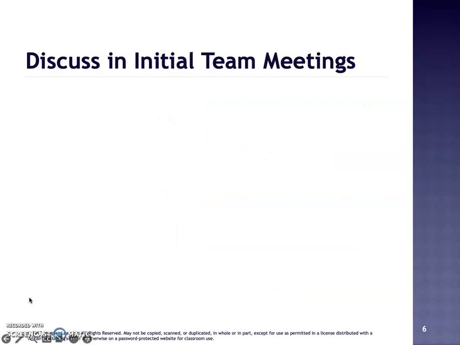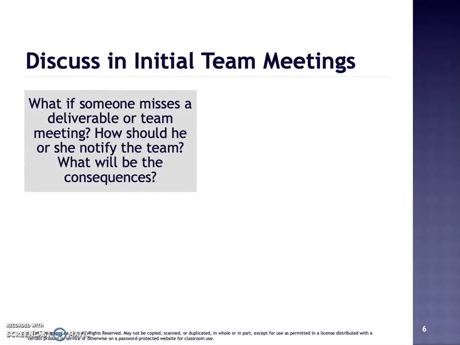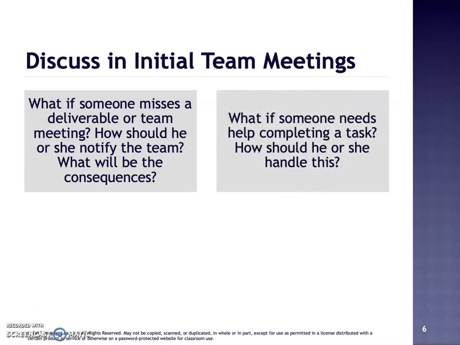So one thing I want you to do when you meet with your teams this week, there's a couple things I want you to discuss, okay? There are 4 main things I want you to discuss. What if someone misses a deliverable or a team meeting? How should he or she notify the team, and what will the consequences be? What if someone needs help completing a task? How should he or she handle this request for help?